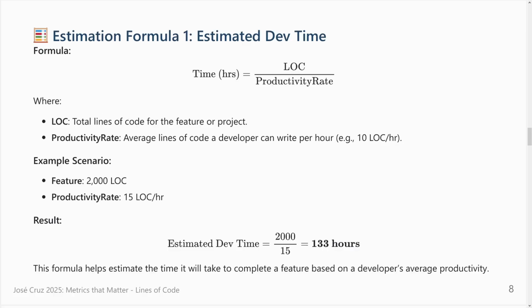Where lines of code, of course, is the lines of code for the feature or project, and the productivity rate can be something like the average lines of code a developer can write per hour. It's not that you will count in one hour what the developer is doing. Maybe you take a full sprint and say this developer introduced 300 lines of code. And now you divide, for instance, if it's 35 hours per week, you have probably 80 hours. You divide and you say, okay, this guy develops 5 lines per hour. And now you have a productivity rate.